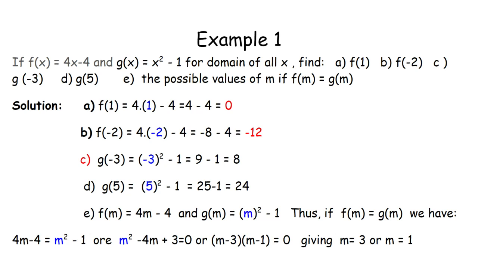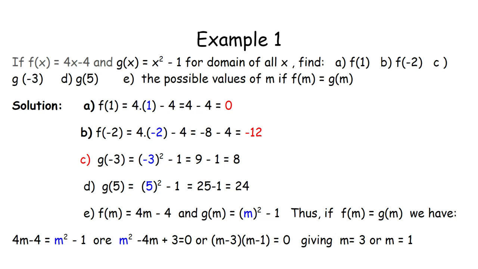For this reason, we plug in or substitute in place of x at the function f of x the number negative 2, and we have 4 times negative 2 minus 4 equals negative 8 minus 4 equals negative 12. G of negative 3. This means that to find g of negative 3, x equals negative 3. For this reason, we substitute or plug in place of x at the function g of x the number negative 3. So we have g of negative 3 equals negative 3 in place of x raised to the second power minus 1 equals 9 minus 1 equals 8.